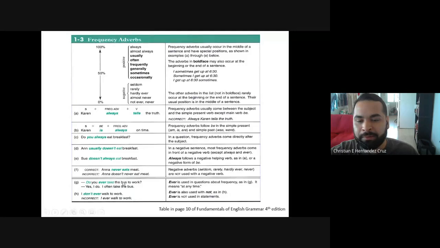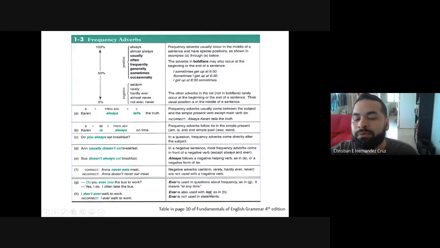Let's go to the last two sentences here. Do you ever take the bus to work? Yes, I do. I often take the bus. We're going to use ever. So ever is used in questions about frequency, as in the sentence here. It means at any time. So ever es en cualquier momento. Do you ever take the bus to work? En algún momento tú tomas el autobús para llegar al trabajo. Sí, muchas veces tomo el autobús.